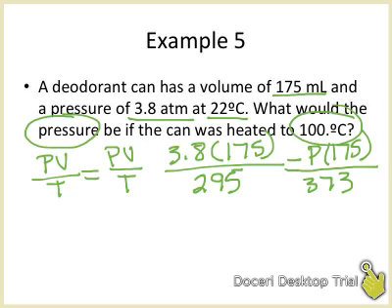After you do the fun math in whichever orientation you want to, we should get a final pressure of 4.8 atmospheres. So, we started at 3.8. We're ending at 4.8. What's the difference between 3.8 and 4.8? 1. So let's just think about this. 1 atmosphere is the pressure at sea level of the entire Earth pushing down on the surface. That is how much the pressure is increasing in one tiny can of deodorant. That's a lot.